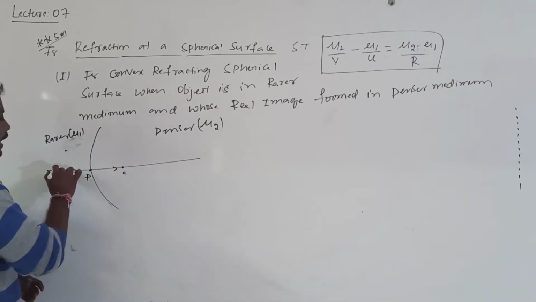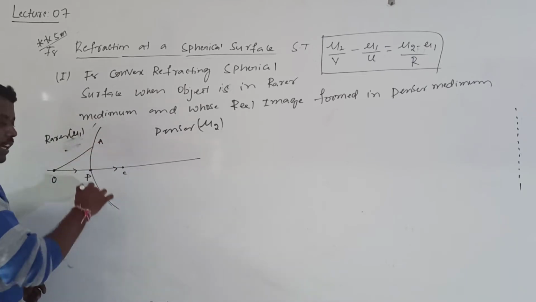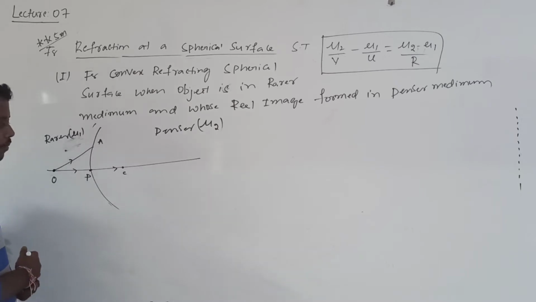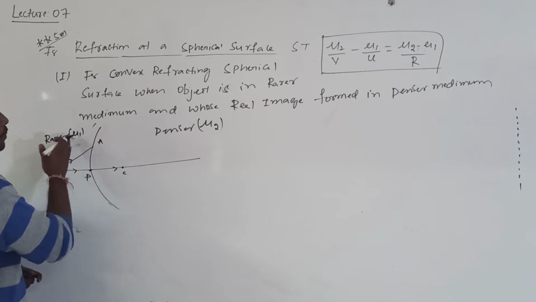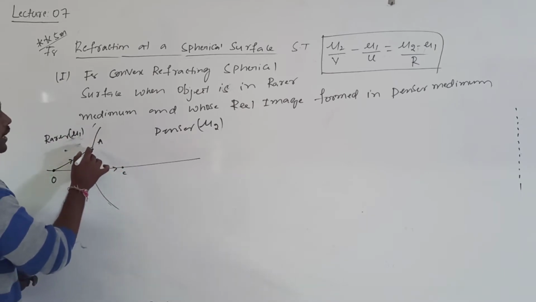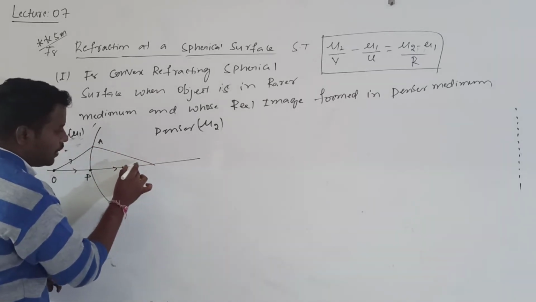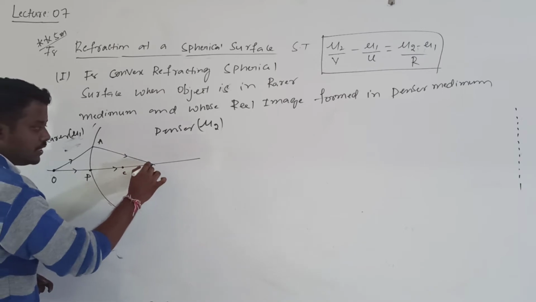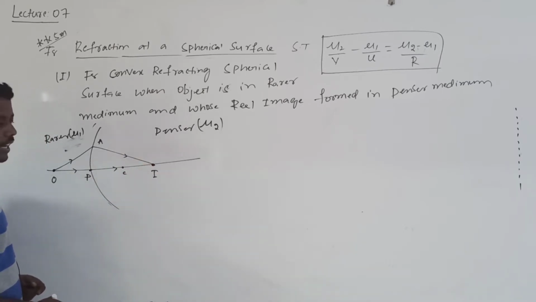Another light ray, let me call it, is incident at A on the spherical refracting surface. Now what happened? Light ray traveling from rarer to denser will bend towards the normal. So that's why the light ray is refracted. This is my refracted ray. The two refracted rays are converging where I will get a real image.